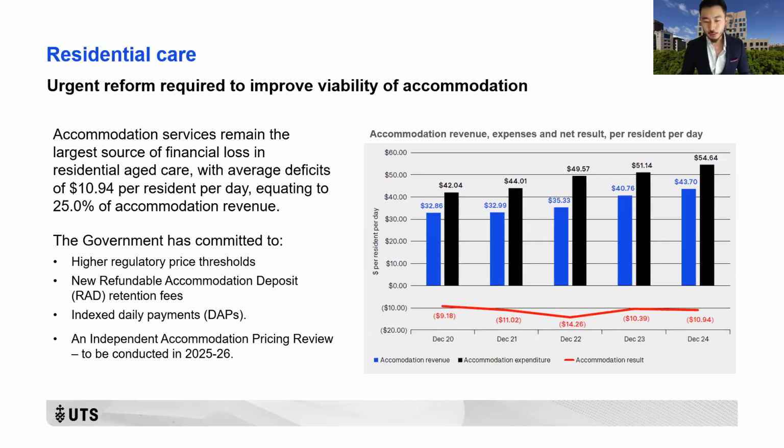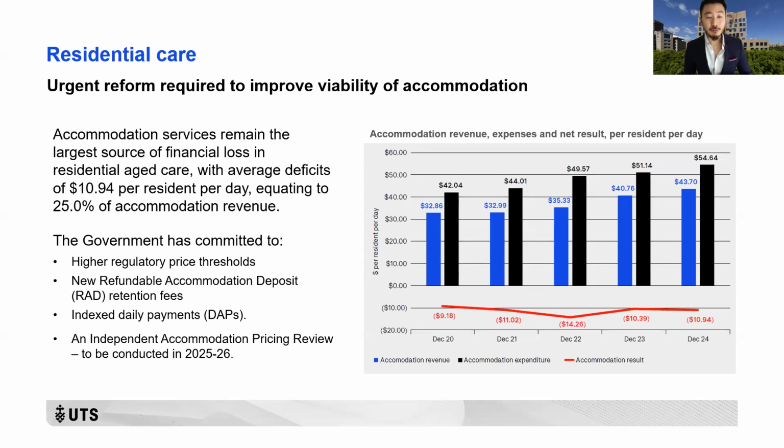So looking at the graph on the right, we can see the red line is the accommodation result, which is the difference between the accommodation revenue in blue and the accommodation expenditure in black. And we can see that although accommodation revenue is growing year on year, we see similar rates of growth in accommodation expenditure as well. And so this results in that flat accommodation result over the past 5 years.